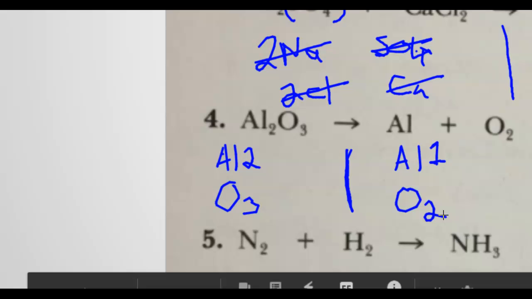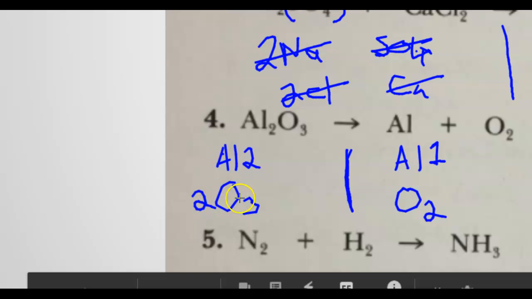Now this is one that's not quite as easy. The trick to this one is that you need to get a number that 2 and 3 go into. What is the smallest number that 2 and 3 go into? Well, that's going to be 6. So how can I get 6 oxygens here and 6 over here? Well, if I already have 3, what can I multiply 3 by to get 6? I'll multiply this by 2.